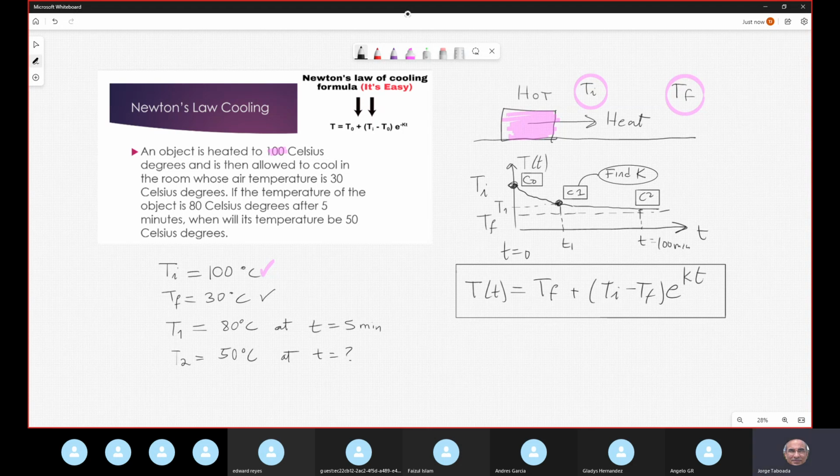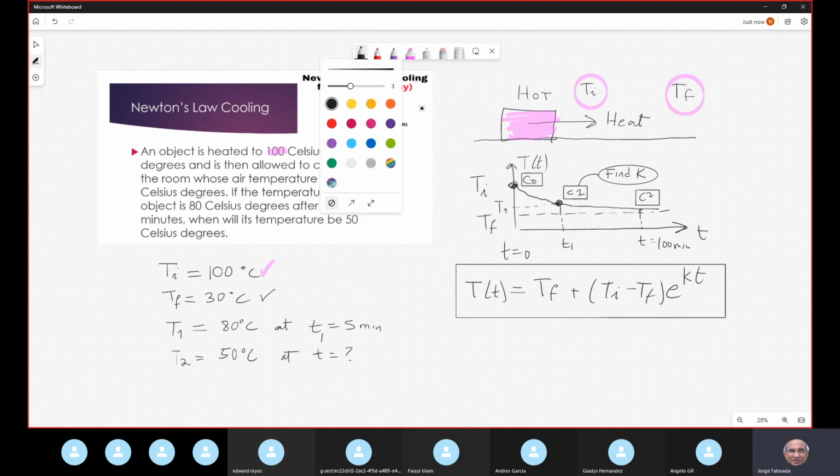And it's given temperature 1 at time 1, 5 minutes. However, I want to investigate another temperature, of course smaller. How long is the time I need to wait for the temperature to decrease to 50 degrees? And this is the formula. So the formula uses substitution.